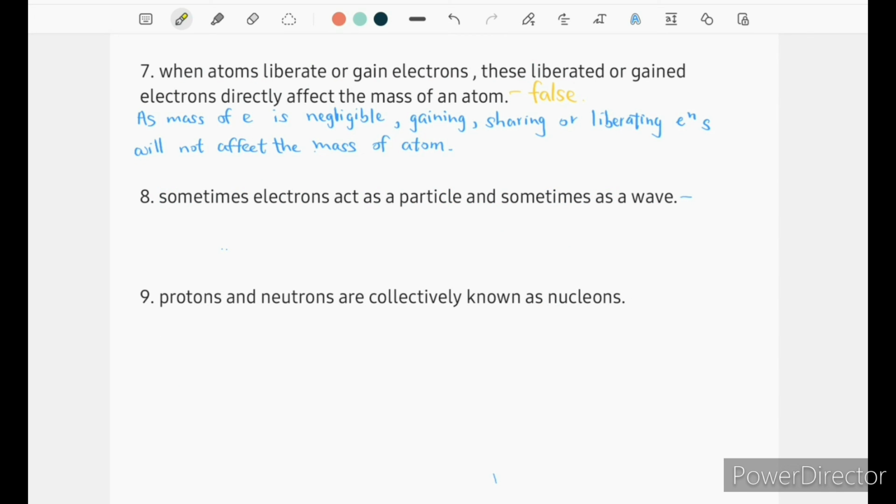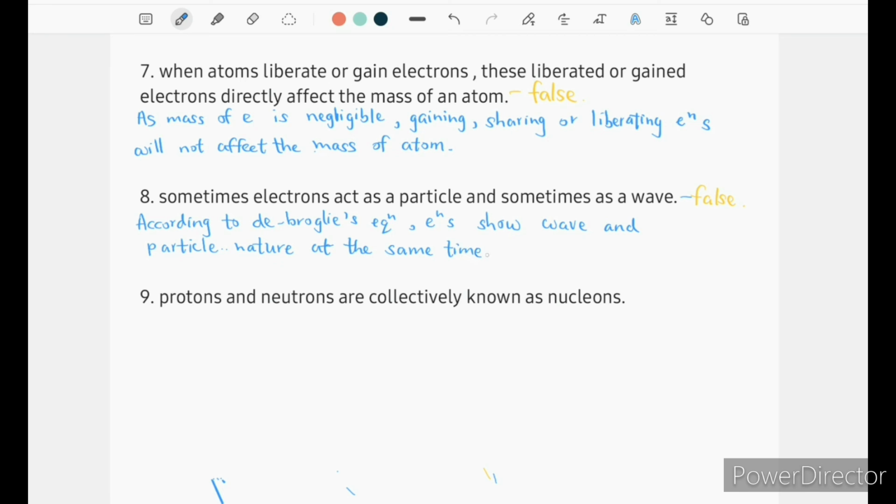Eighth one, sometimes electrons act as a particle and sometimes as a wave. This statement is false. According to de Broglie's equation, electrons show wave and particle nature at the same time. Ninth statement, protons and neutrons are collectively known as nucleons. This statement is true.